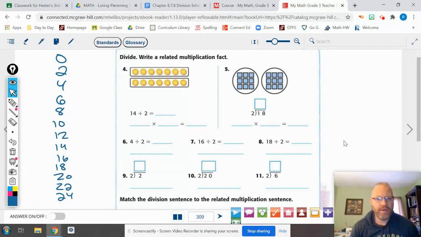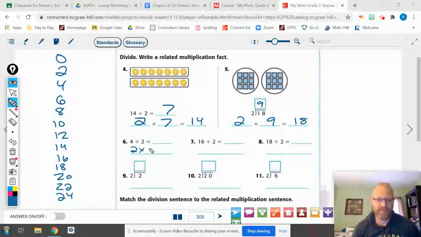All right, so double checking with your independent practice. We have 14 divided by 2 is 7, and you should have 2 times 7 equals 14. Here we have 2 into 18 is the same as 2 times 9 equals 18, so 9 is our answer. Here we have 4 divided by 2, which is 2 times something equals 4, and it's 2. 2 times 2 equals 4.